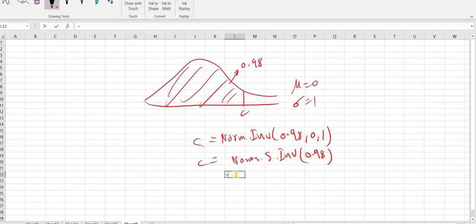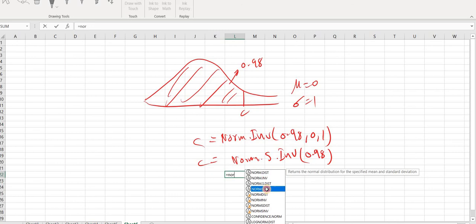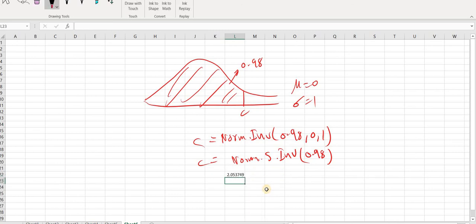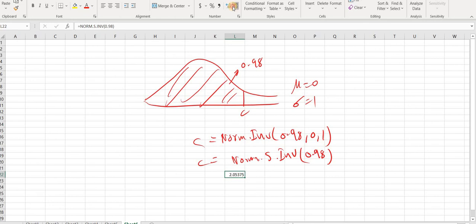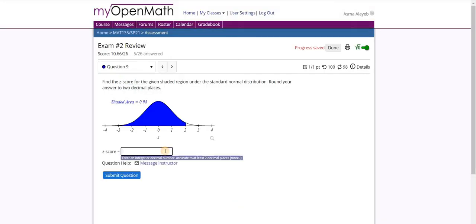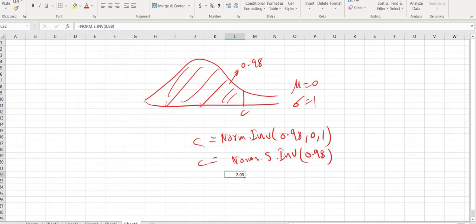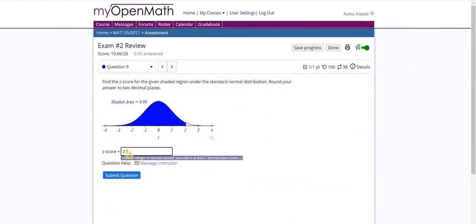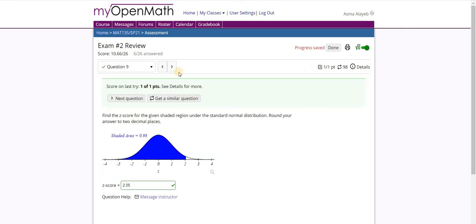I'm going to go with the second one, NORM.S.INV of 0.98. And that is the z-score. I'm going to round it to 2 decimals, just like the question suggests. So it's not 0.05, it's 2.05. Okay, so it's 2.05, and that makes sense since the picture shows me that the answer should be a little bit bigger than 2.